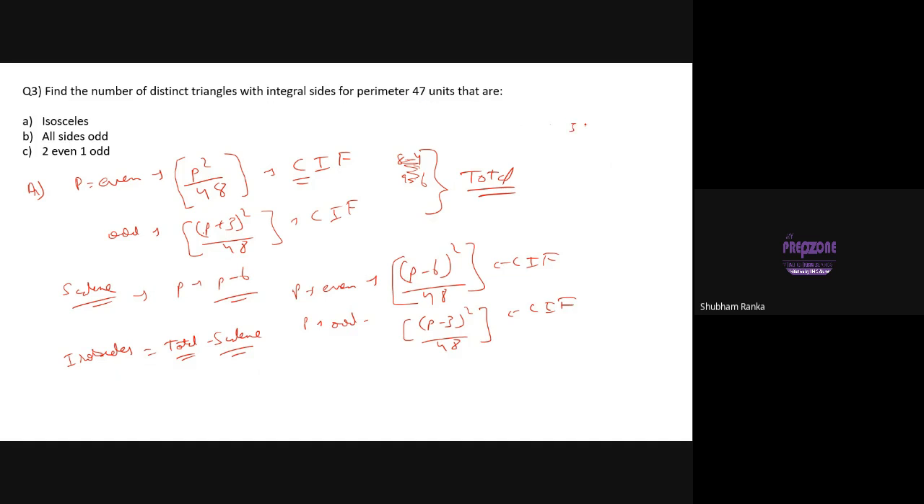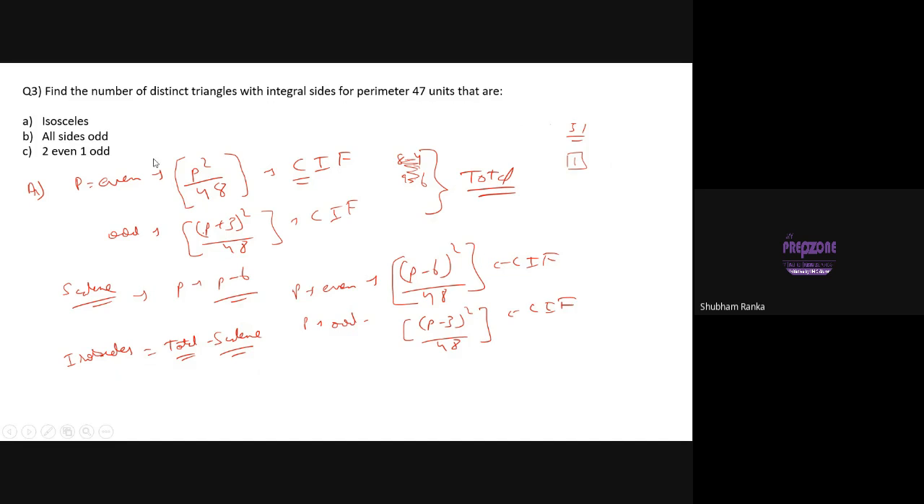If it was, let's say, 51 units, a multiple of 3, then one equilateral triangle would have been possible. But that still gets counted within the isosceles. So if they only ask you for isosceles, you have to include the equilateral. If they specifically ask isosceles but not equilateral, you will just subtract 1 here. In this case, it is not relevant because 47 won't have any equilateral triangles.